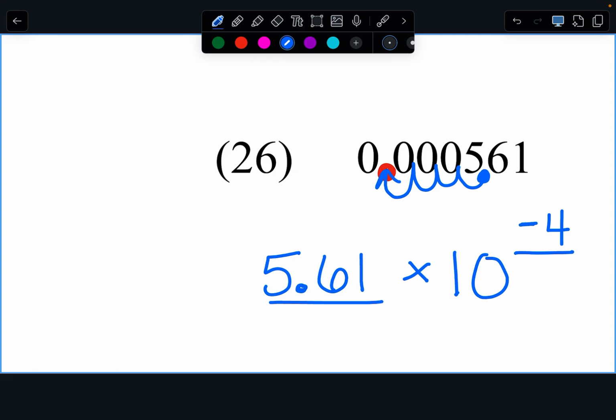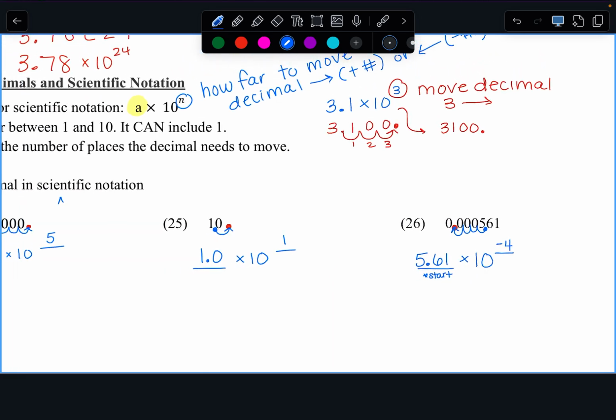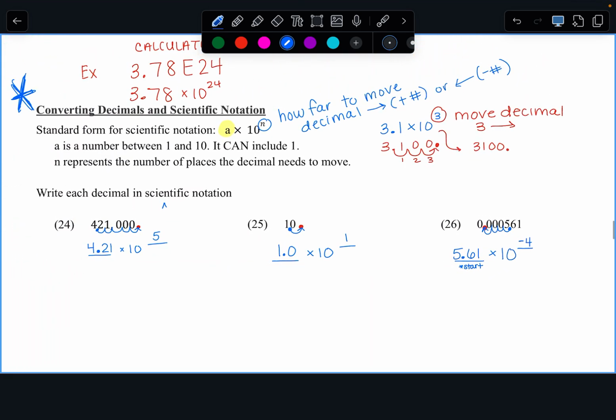But did I go from 5.61 to a bigger number or a smaller number? Smaller. So because I had to move left, I'm going to make that a negative exponent. That negative exponent means your number's getting smaller from this starting point. Does that make sense? Okay. That is the general gist of scientific notation. Any questions?